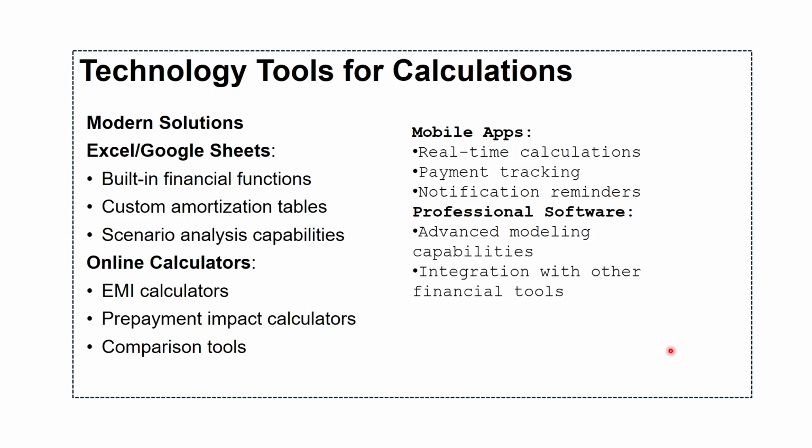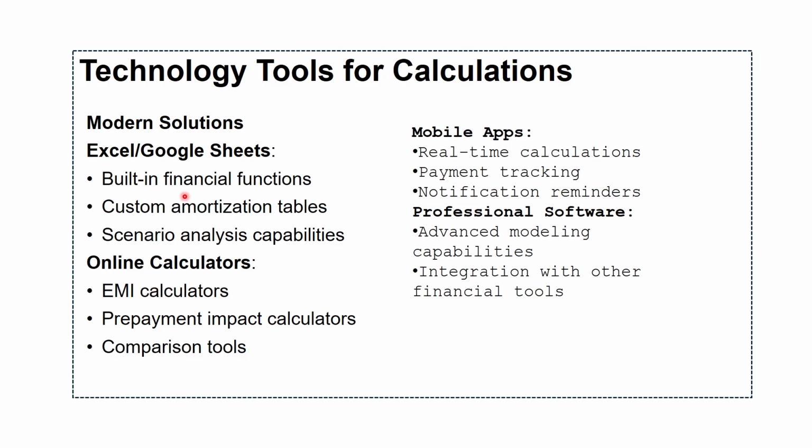Then coming to technological tools for calculations. Technology basically simplifies mortgage analysis. Excel and Google Sheets provide financial functions. We have seen earlier how to use Excel formulas. Then custom amortization tables are available online, you can find them, or you can create them on your own. And scenario analysis capabilities, which are there in Excel, are much easier to do. That is the envelope of plus-minus percentages.